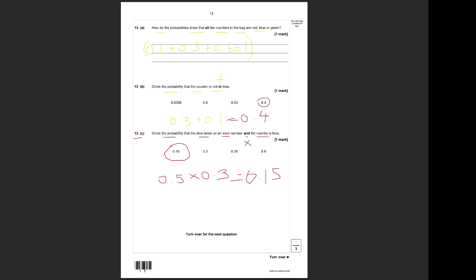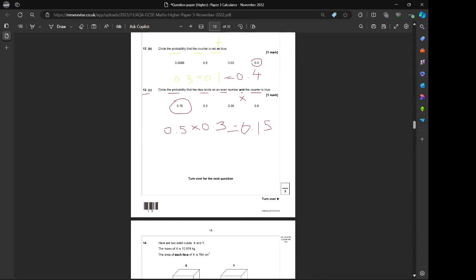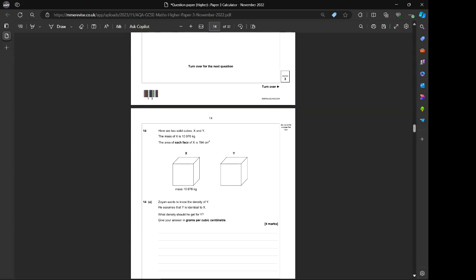So yes, when you multiply, it's and, and when it's or, you add. This is actually AQA higher.